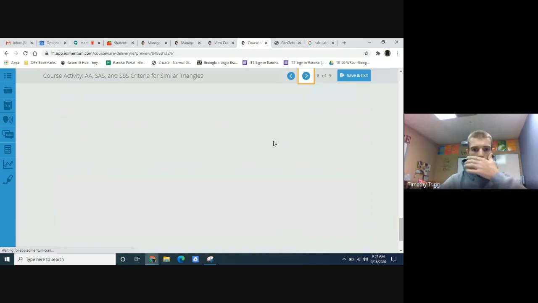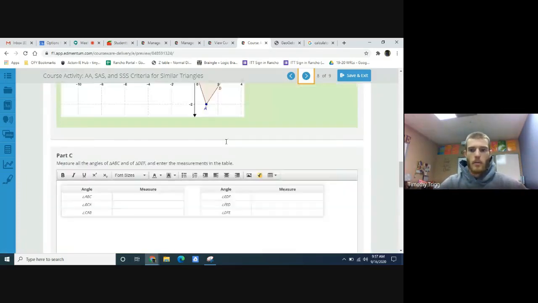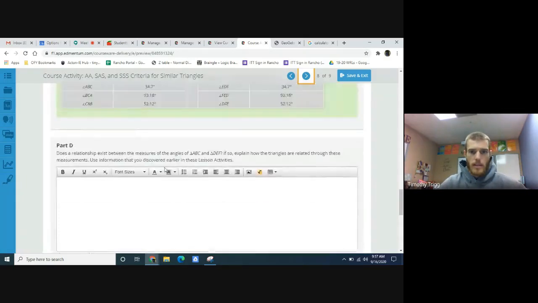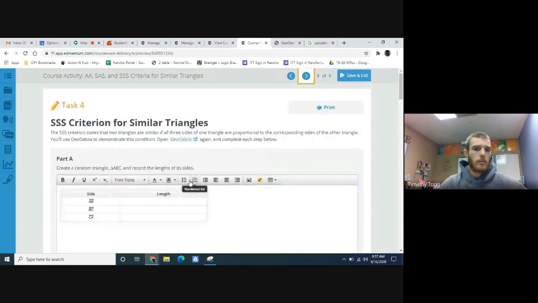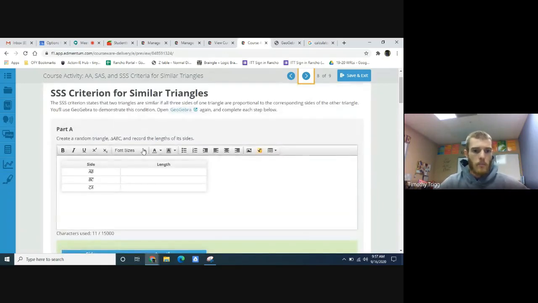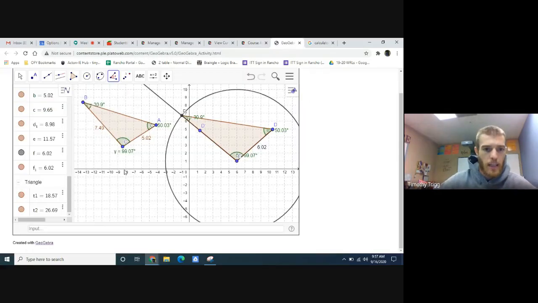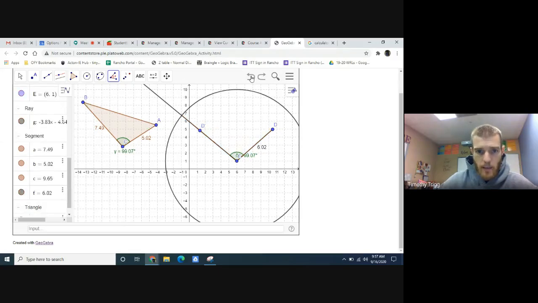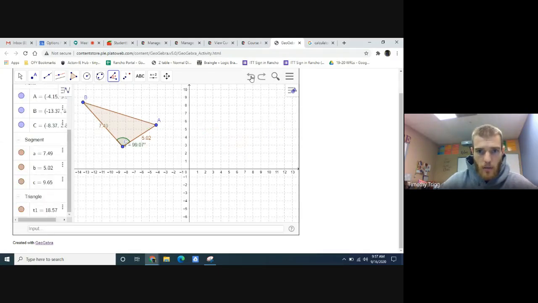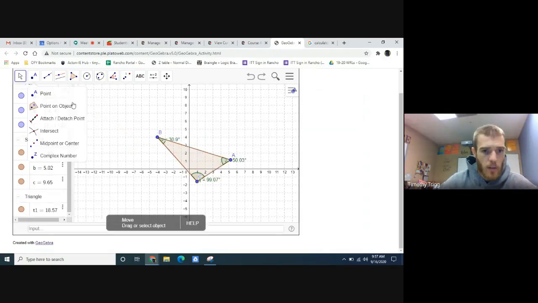All right. Ooh, last page. Here we go. And this one has a part E. Okay. Create a random triangle. Ooh, one more random triangle. Well, I'm just going to use the same triangle again, triangle ABC. So I'm going to go back, back, back, back, back until I just get triangle ABC. And I'm just clicking this undo right here. All right, I have my triangle.